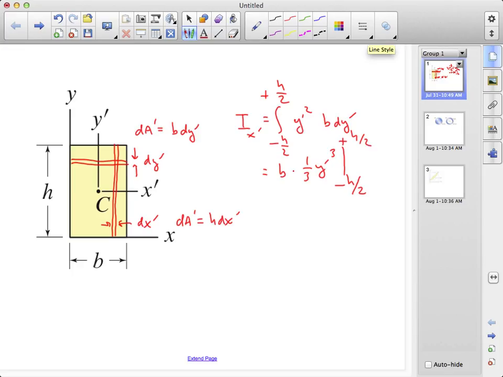If we do that, we end up with an expression that the centroidal area moment of inertia about the x-axis, the x prime axis in this case, is b h cubed over 12. This is a fundamental result. It's going to be a building block for much of what we do later. By the same token, Iy prime will be integrated over x prime, and the appropriate limits are from minus b over 2 to plus b over 2.